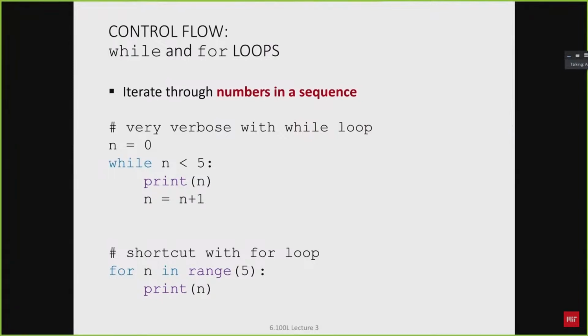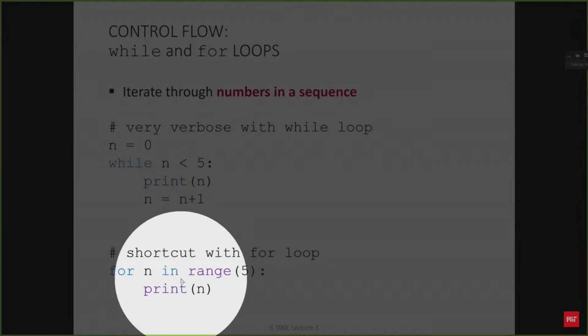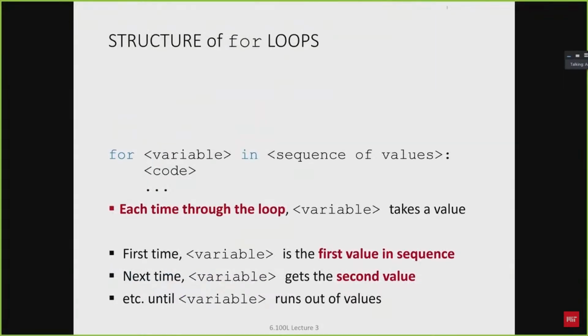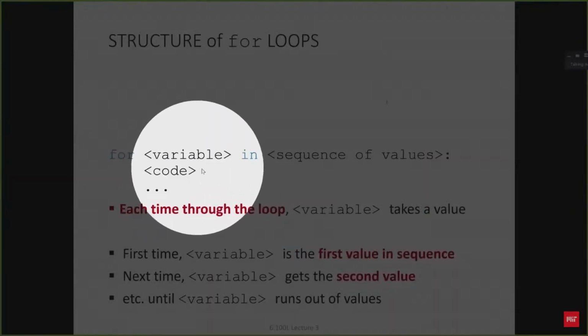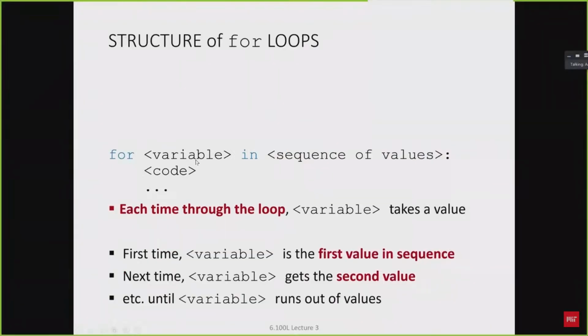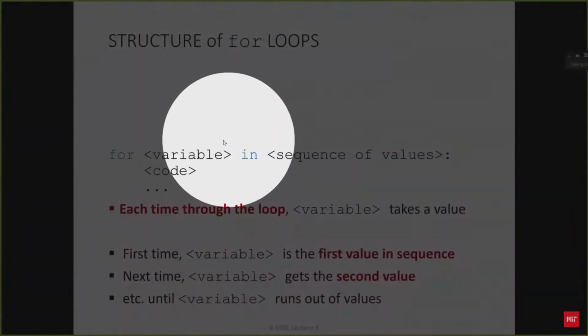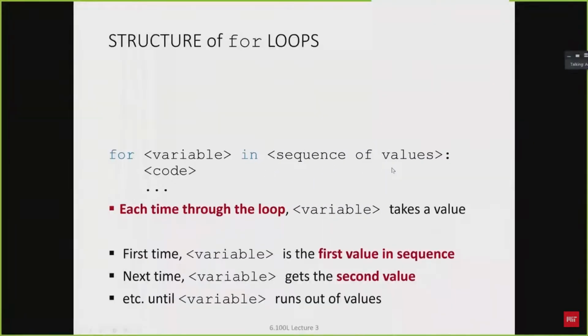With a for loop, those 4 lines of code just look like these 2 lines of code. So if there's a sequence of values you ever want to iterate over, that's what for loops are useful for. The syntax for a for loop looks a little bit different than a while loop. It starts with a for keyword. This is a variable that you get to name, whatever name you'd like. The keyword in tells Python, I'm going to make this variable take on values in this sequence.